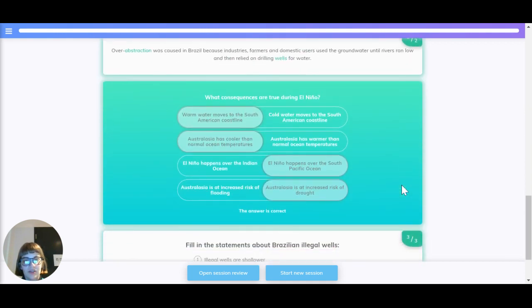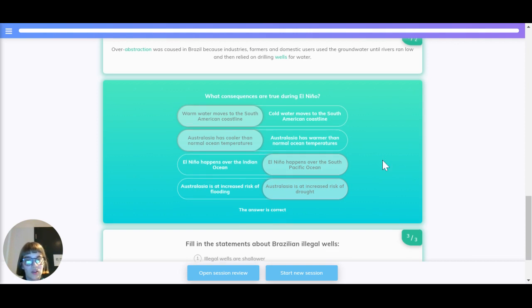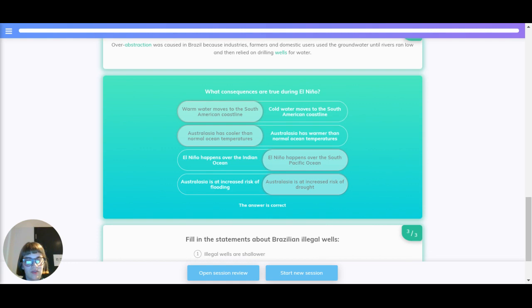Which consequences are true during El Nino? Warm water moves to the South American coastline. Then Australasia has cooler than normal ocean temperatures. It happens over the South Pacific coastline, and Australasia is at increased risk of drought.